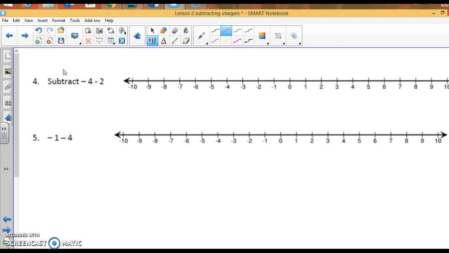Okay, let's do this one. Negative 4 minus 2. Change it to add the opposite. There's our 2 marks. So, negative 4 plus negative 2. So, start at 0, go left to negative 4, and plus negative 2, I'm going to go to the left 2 more. I end up at negative 6.